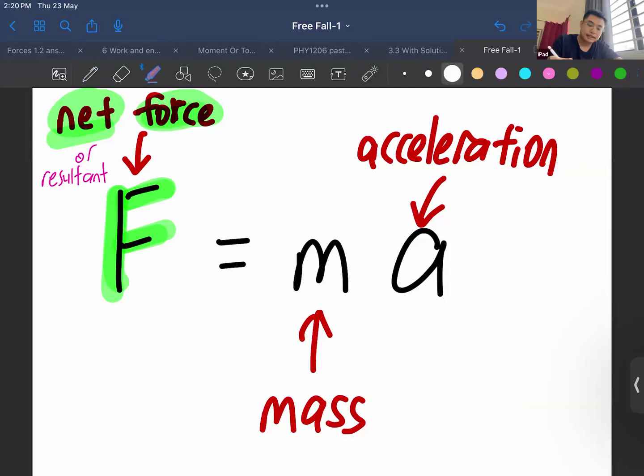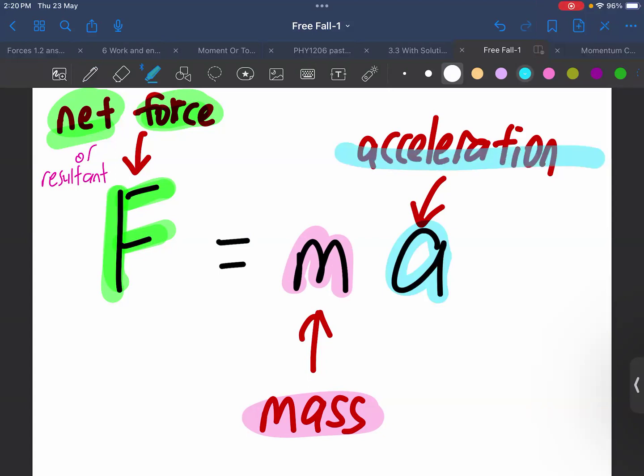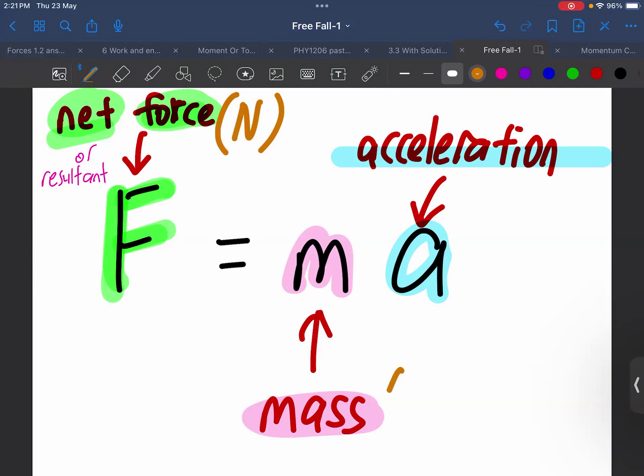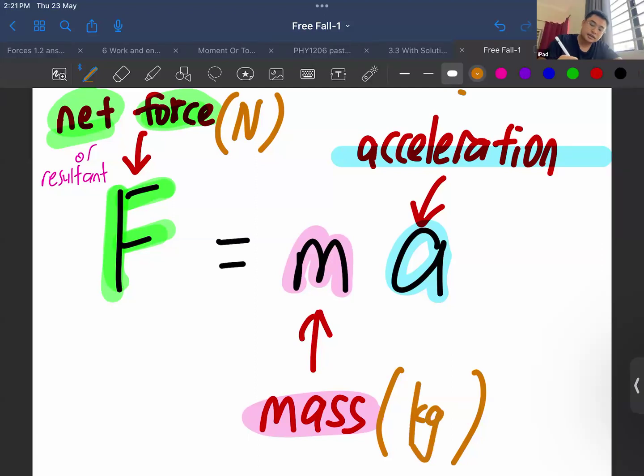Okay, so tell me what is M? M, is it McDonald? Mass. What is A? Small letter A? Acceleration. Now can you think of the corresponding unit? For example, what is the unit of force just now? Newton. What is the unit for mass? Kg. What is the unit for acceleration? Not sure. Oh no, meter per second square.